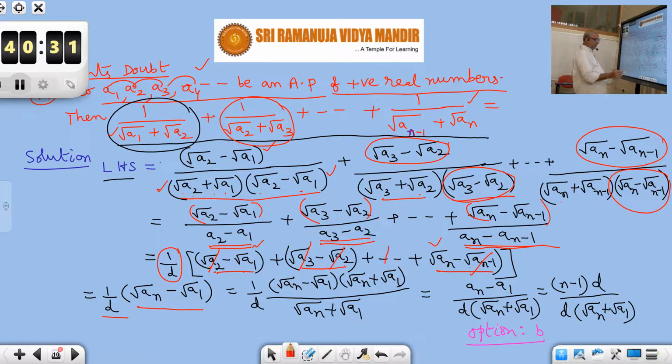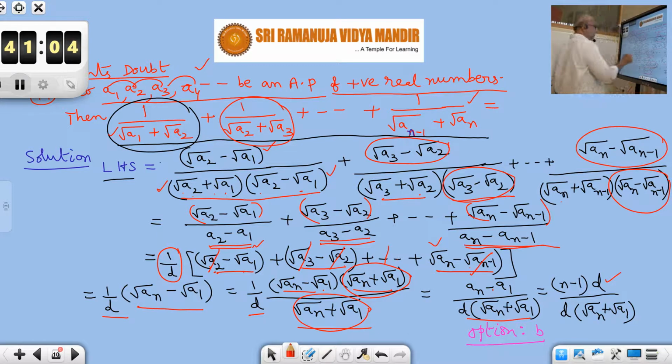So I am multiplying both numerator and denominator by this quantity, root An plus root A1. So that in the numerator now you will get A minus B into A plus B, A square minus B square. So you will get An minus A1 in the numerator. Denominator, of course, this D and this factor. Okay. But what is An minus A1? It is n minus 1 into D.